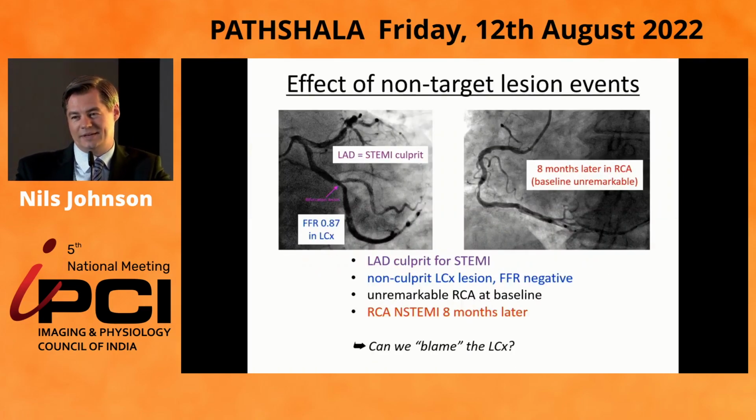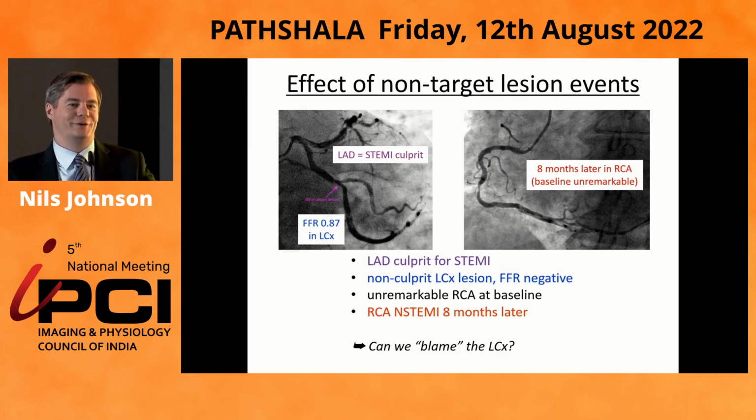Furthermore, think about this case. It's a patient who had an LAD STEMI and got the LAD stented. I measured FFR in the circumflex, it was 0.87. And then 8 months later, the patient came back with an NSTEMI in the RCA, and the RCA was quite normal at baseline. Should we say that this is a failure of FFR, right? I don't think so, because I measured it in the circ, but the problem happened downstream in the right coronary artery.